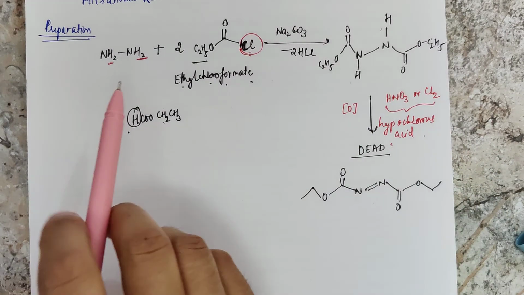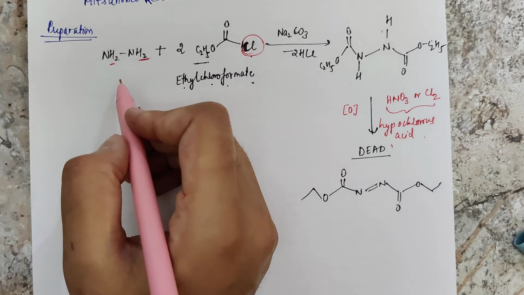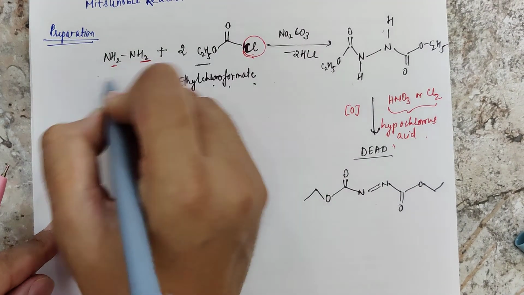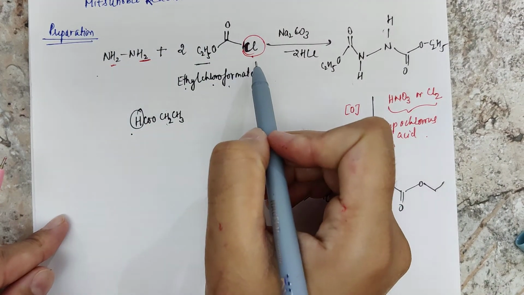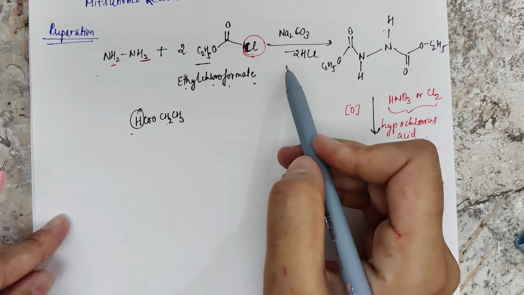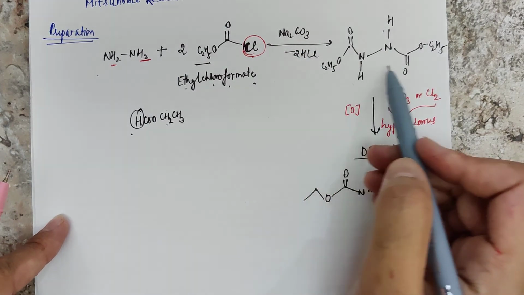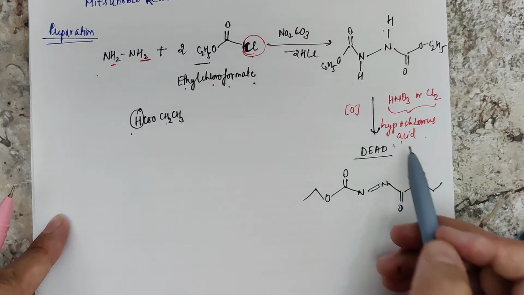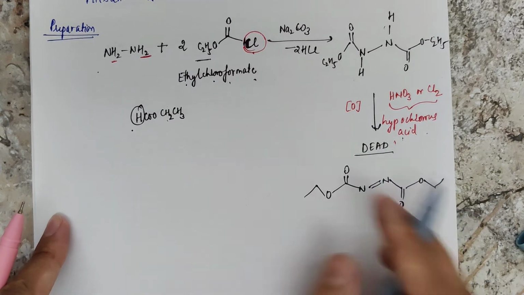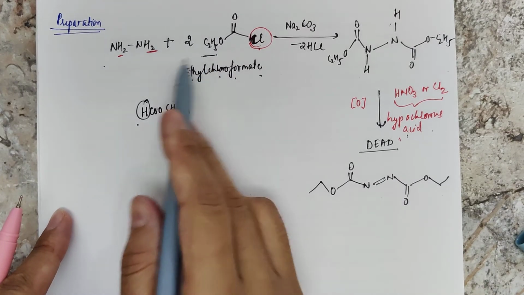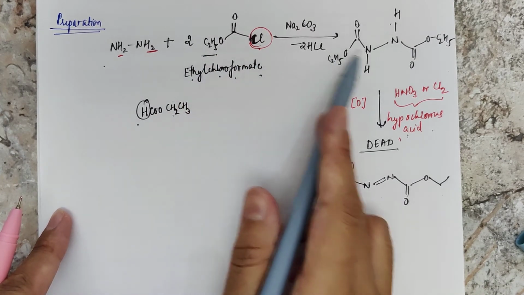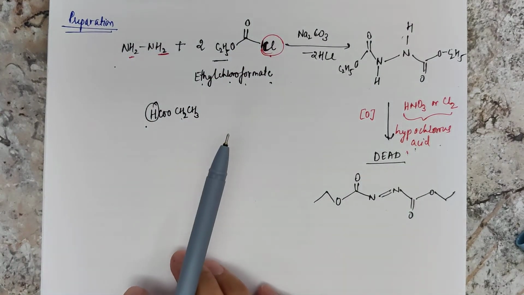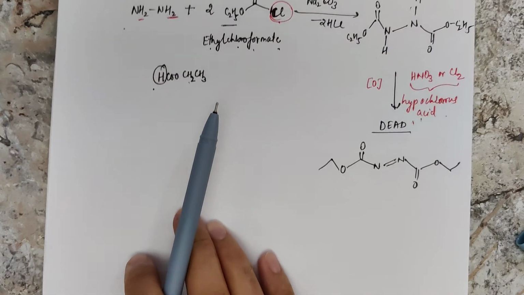So once again, if we look at the reaction, this is our hydrazide and ethyl chloroformate in presence of sodium carbonate. 2 molecules of HCl are removed. This is obtained. On oxidation, our DEAD is obtained. If instead of this ethyl group we had isopropyl group, we would have obtained DIAD as a product. Okay, so that's how it is prepared.